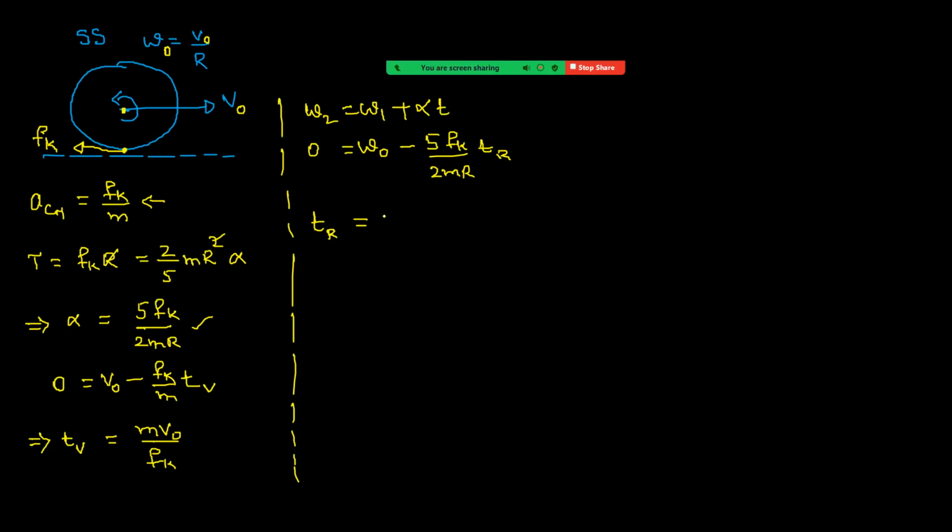So what we get: in the place of omega naught, v naught by r. R gets cancelled. Remaining is now 2 m v0 upon 5 f k. Cross check once: I have taken the place of omega naught as v naught by r. R gets cancelled. Remaining is 2 m v naught upon 5 f k. Okay.